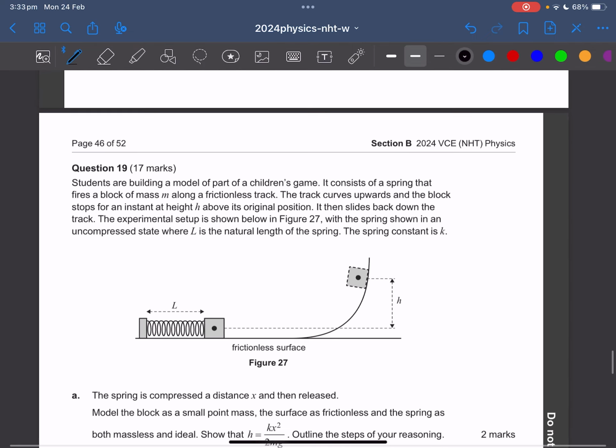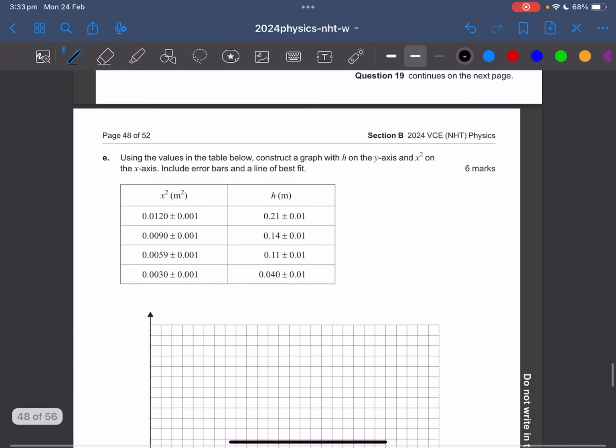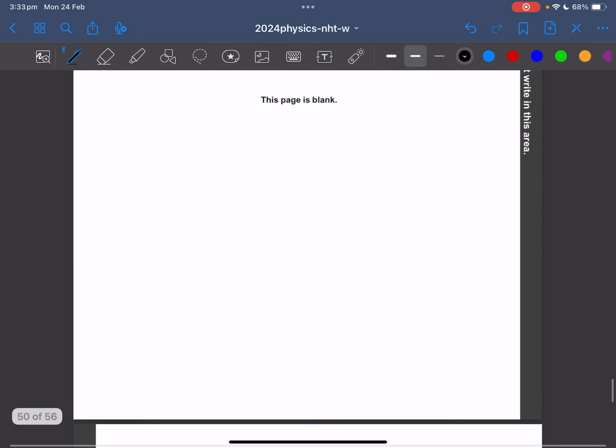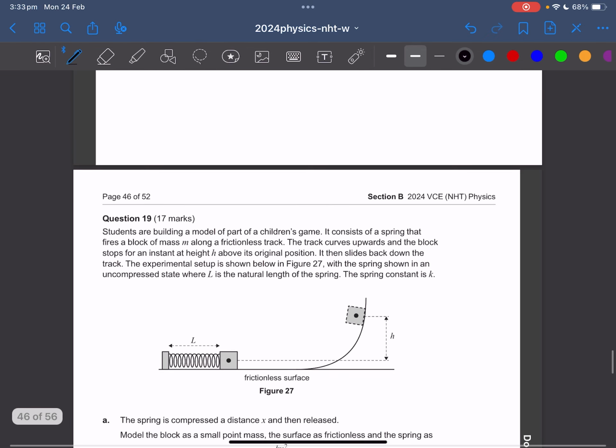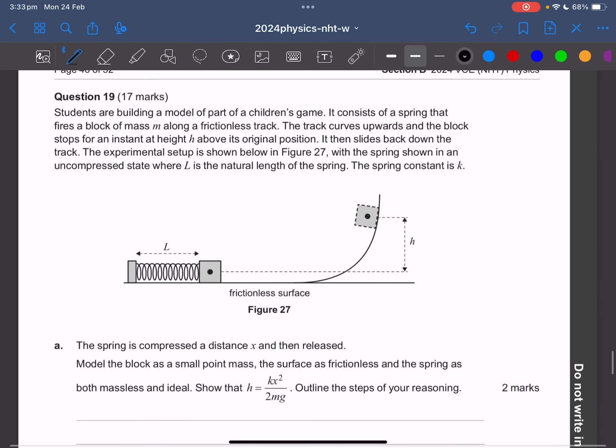All right, question number 19. How many questions do we have? This is the last one, I think. Yeah, okay, cool. So question 19, the last question. Students are building a model of a part of a children's game.